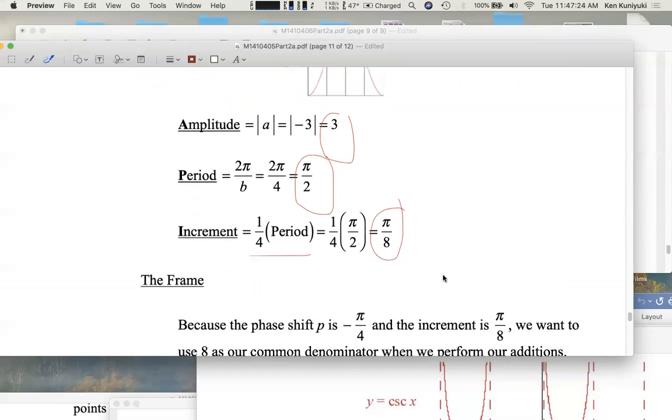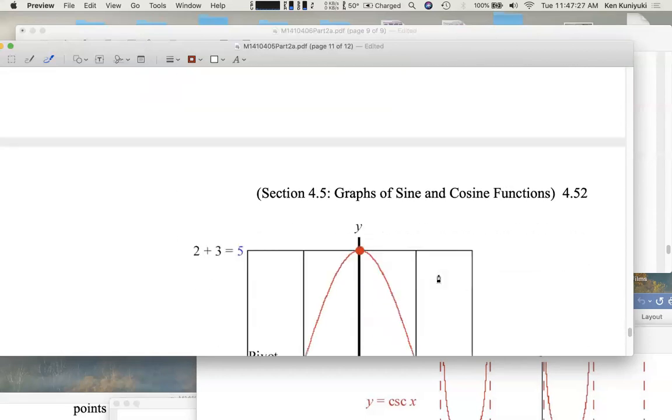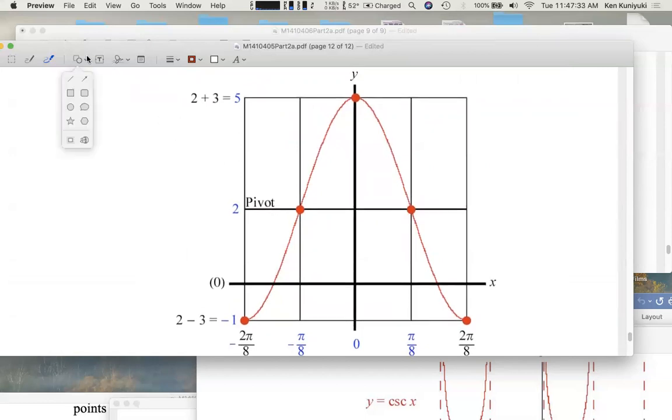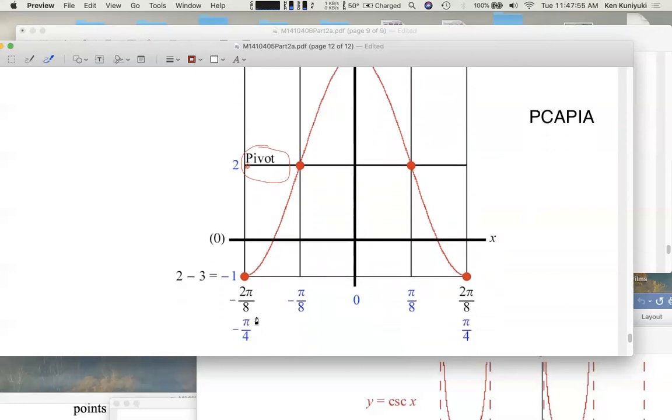So let's use the frame method. Here we go. PCAPIA. First P for pivot. Where's the pivot? It's right here at the left center point. In this case, the point is not actually a point on the graph, on the pimple, the hill. Now the pivot is at the left center. We found that the pivot was at -pi over 4, 2. P here, D here. That's where the origin moves to.